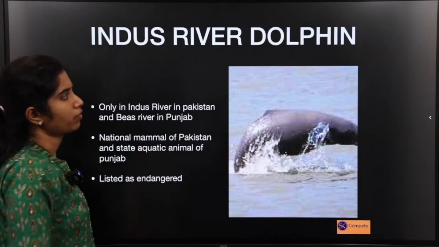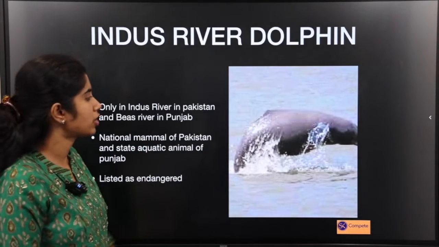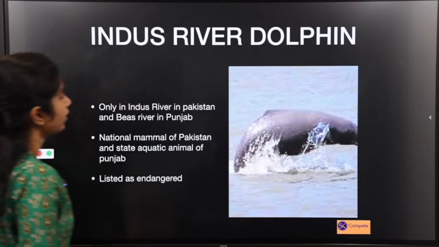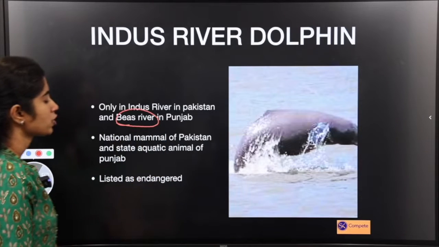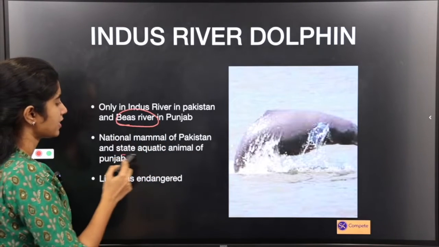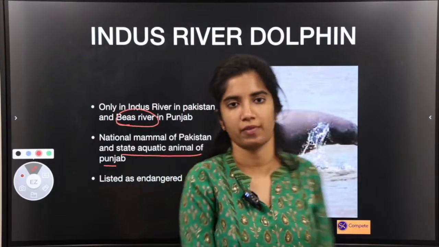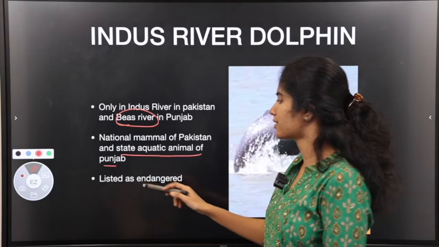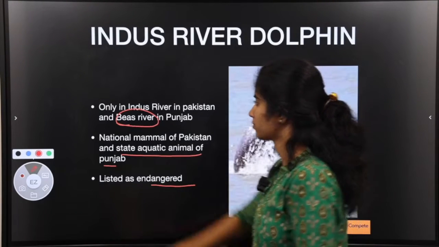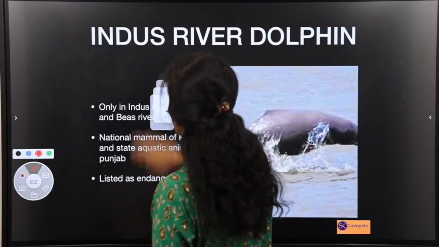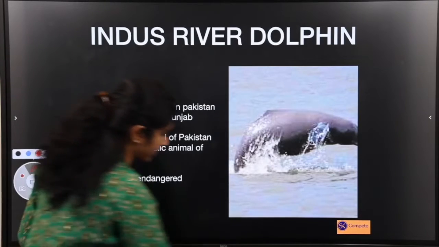Next, Indus River dolphin. So Indus River dolphin is an aquatic species which lives in river Indus. So it's found only in river Indus in Pakistan and Beas River in Punjab. So this is a national mammal of Pakistan and state aquatic animal of Punjab. The national aquatic animal of India is the Gangetic dolphin. This is listed as endangered species in IUCN Red List of species. So we'll see about this species in next videos.